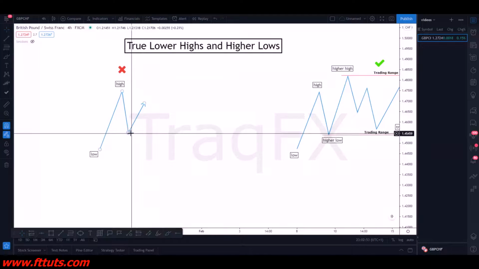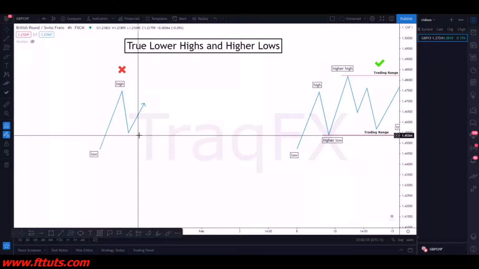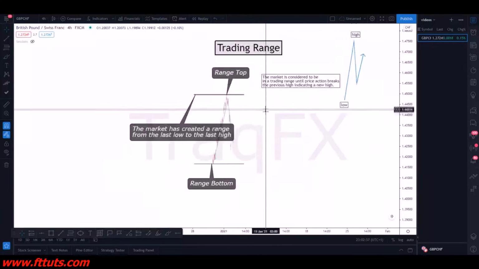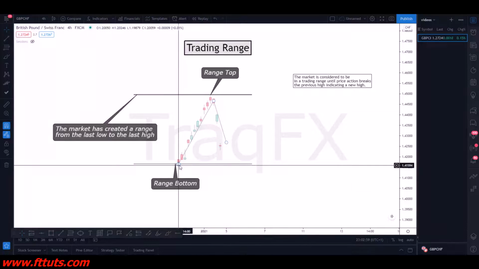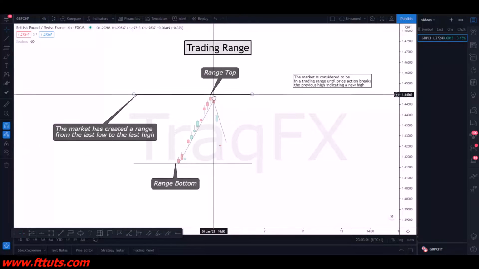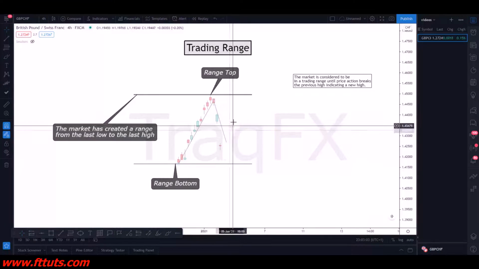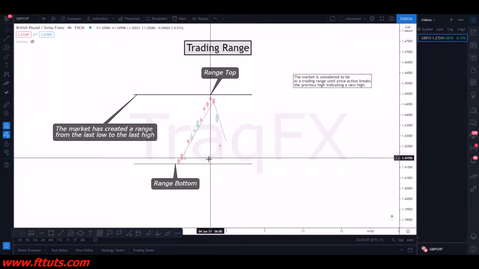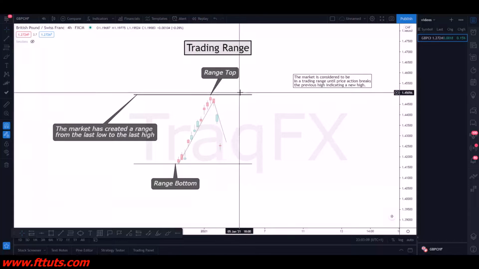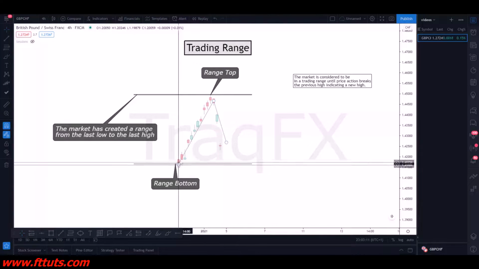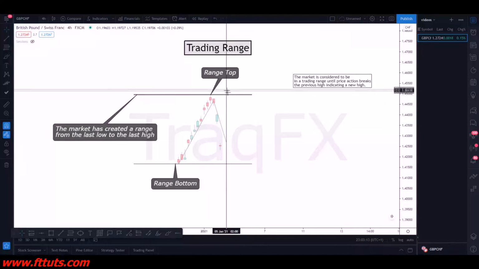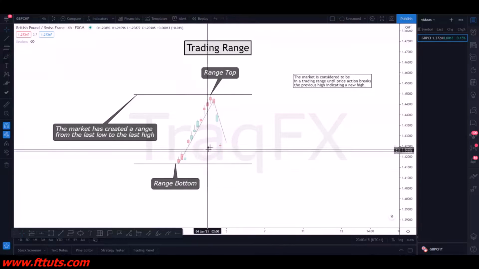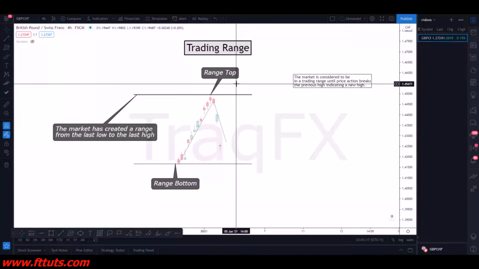This is no longer your higher low. This is not your higher low. This is a trading range, and we'll get into this right here. So if the market does this, we have a low and then a high, and then the market makes another low, but it doesn't follow up with another high. We're basically in a trading range of the low, which is the range bottom, and the high, which is the range top. We're in a trading range, top and bottom, until the market breaks above the trading range top.